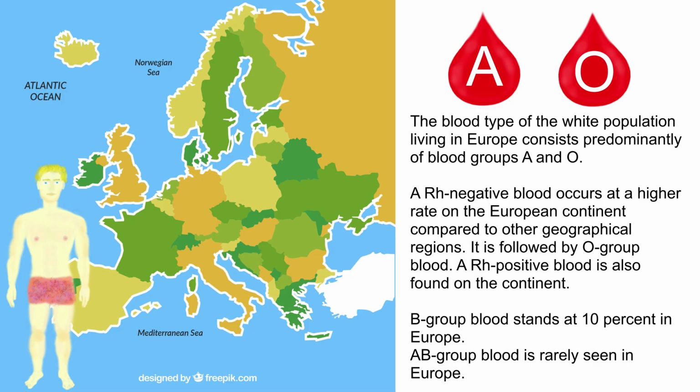Rh-negative blood occurs at a higher rate on the European continent compared to other geographical regions. It is followed by O-group blood. Rh-positive blood is also found on the continent. B-group blood stands at 10% in Europe. AB-group blood is rarely seen in Europe.